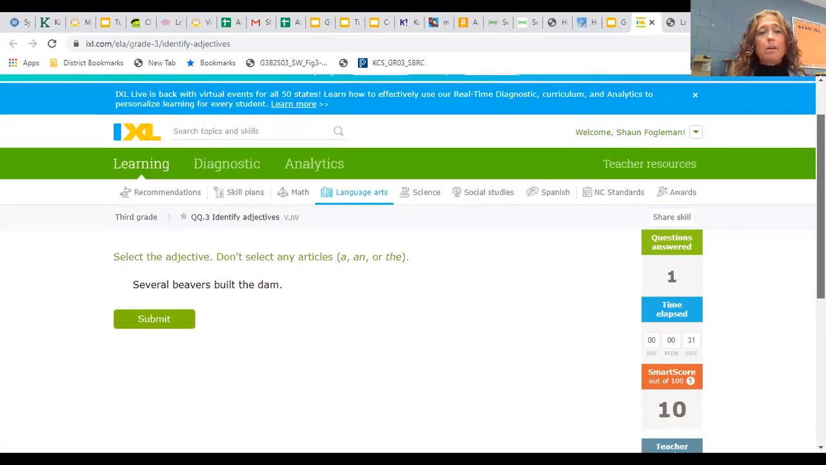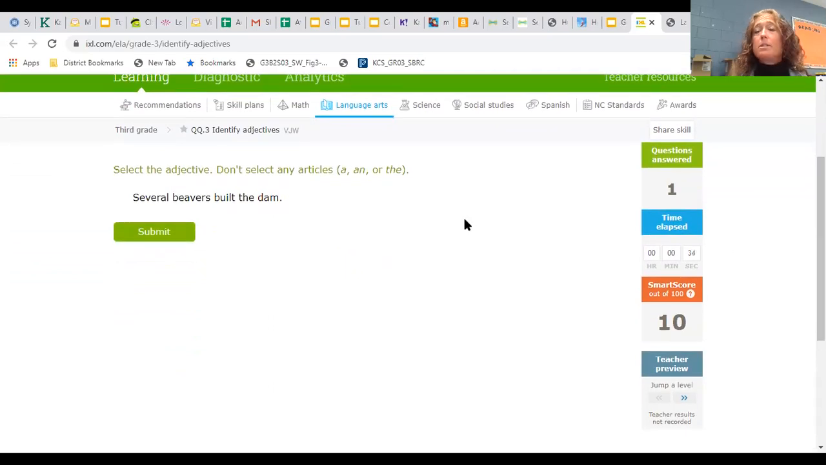All right, the next one. Several beavers built the dam. Okay, so there are several nouns in this sentence. Beavers and dam. There are no adjectives that describe the dam that the beavers built, but there is an adjective that describes the word beavers. It's telling us how many. The word several tells us how many beavers there are. So several is the adjective in the sentence.